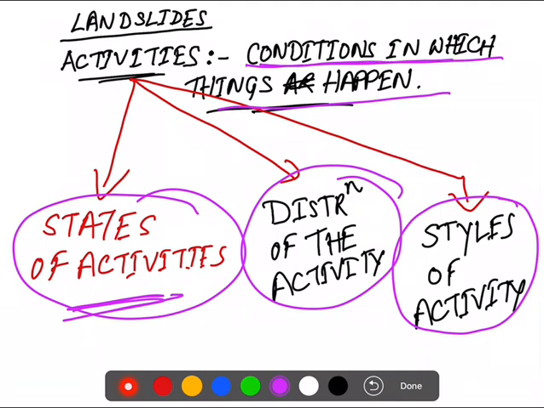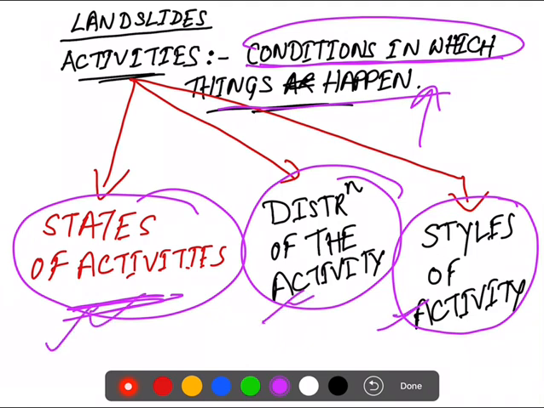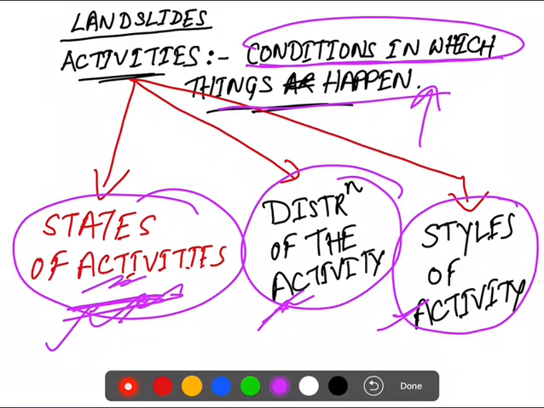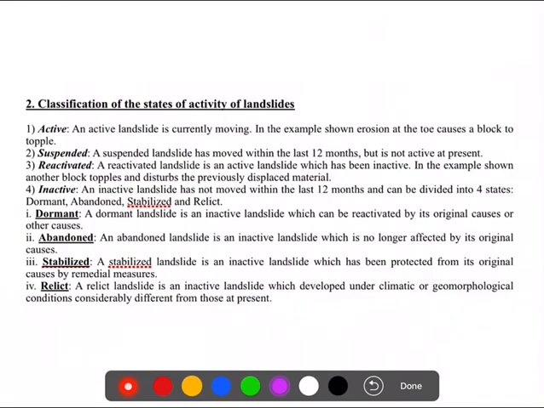So whenever there is a landslide, there are different activities that go on in that particular area. When a landslide begins, or is just about to begin, there are different activities, and each activity has some types. We'll study those one by one. First is the classification of states of activity.